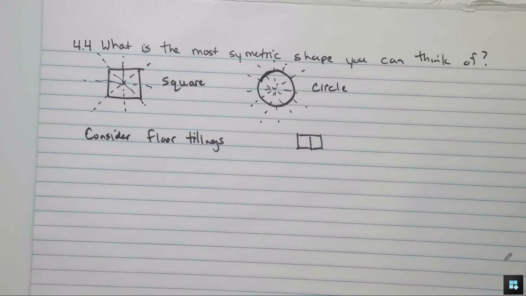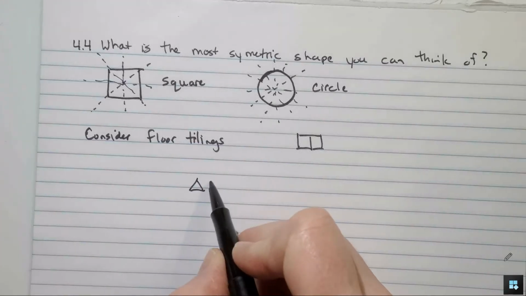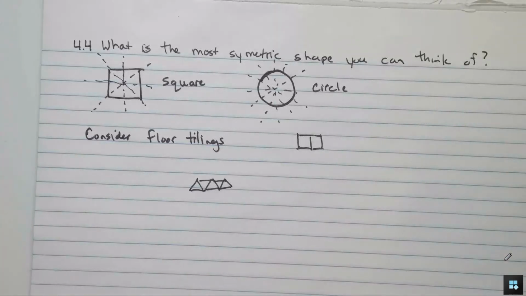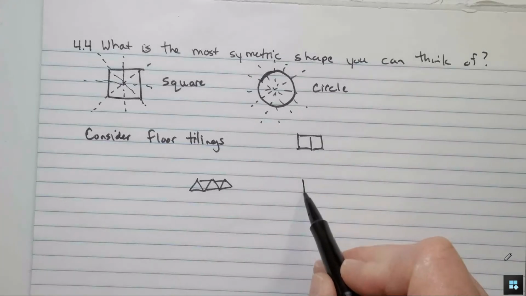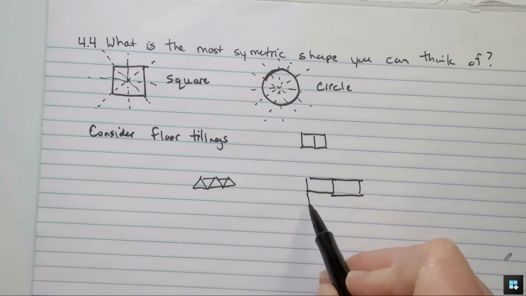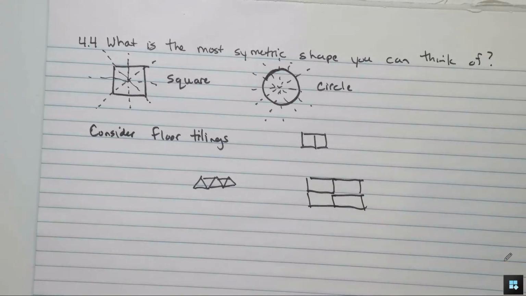What other shapes can you tile the floor with? Anybody looked at any bathroom floors lately? Triangles? Let's see, tile with triangles. Yeah, that would work. Okay, squares or triangles. Anybody see any other floor tilings? Rectangles. Rectangles, sure. So squares, triangles, rectangles. Any other shapes?